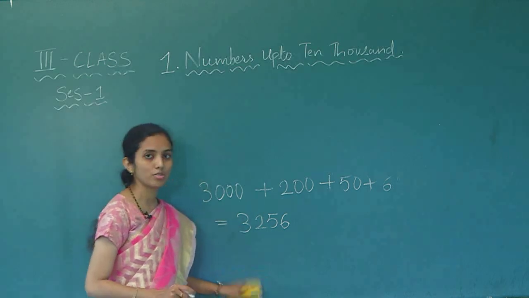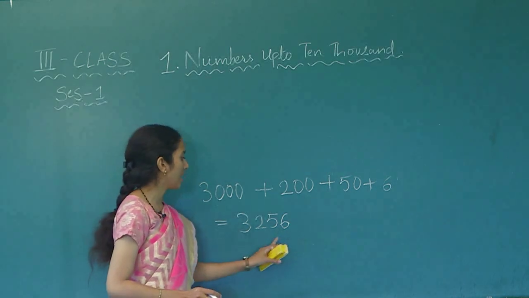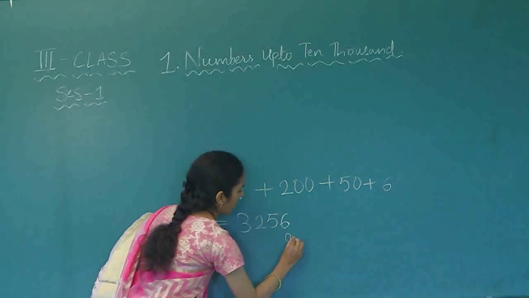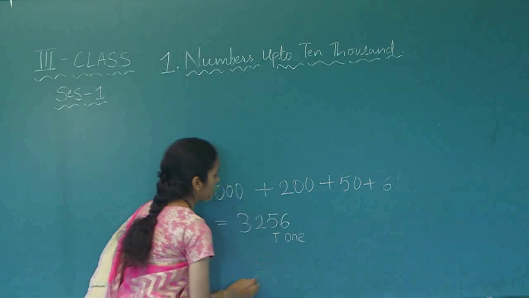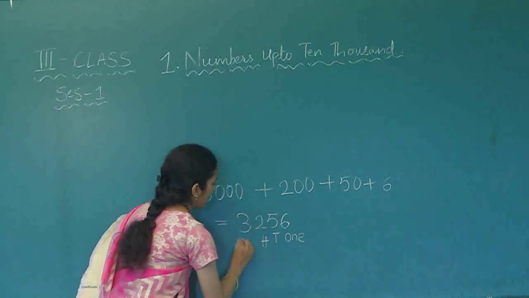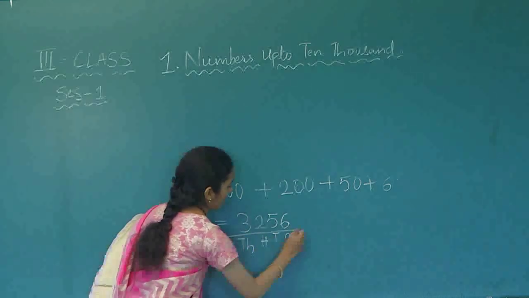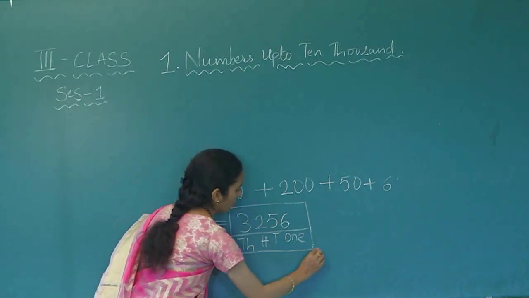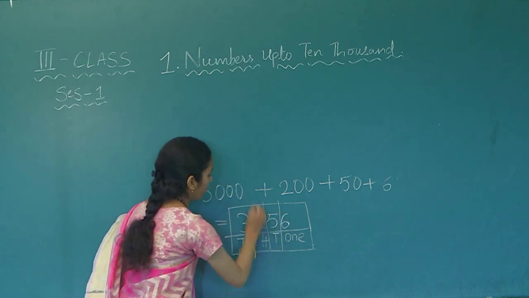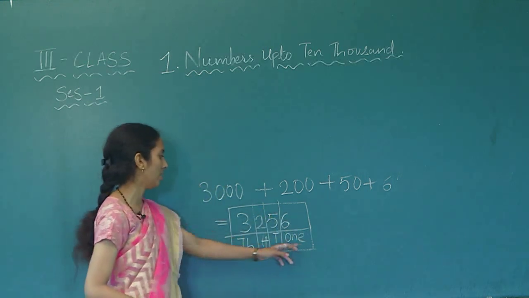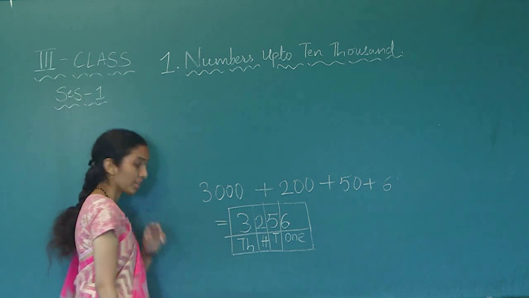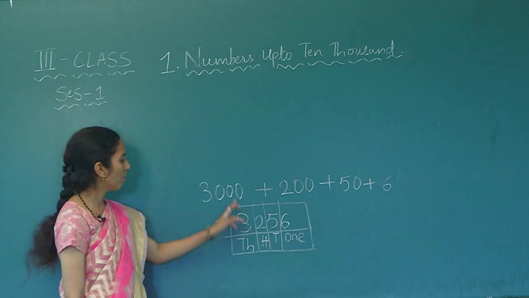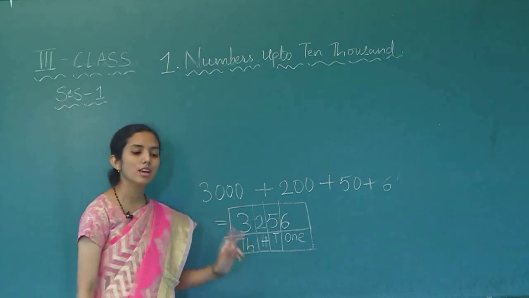So how do we write the place values of these numbers? You know the place values, right? Ones, tens, hundreds and thousands. So this is in ones place, this is in tens place, this is in hundreds place, and this is in thousands place. So the place value of the 4th digit is thousands. Till 100 all of you know, that is ones, tens, hundreds and thousands. So the fourth digit is called thousands.